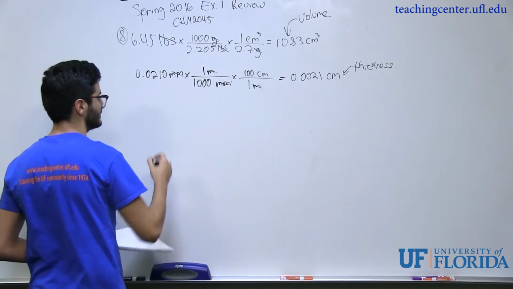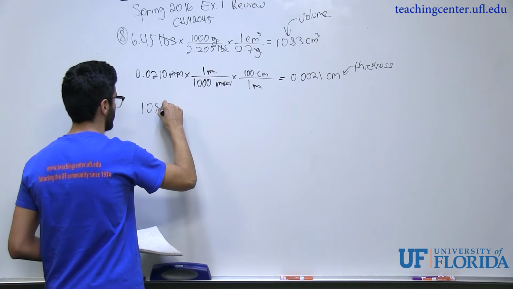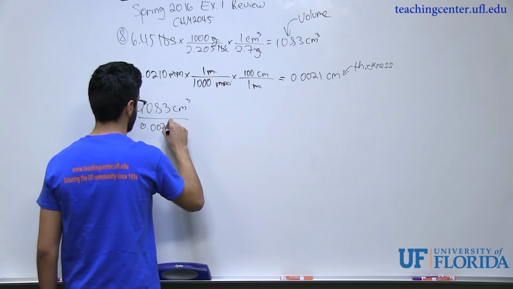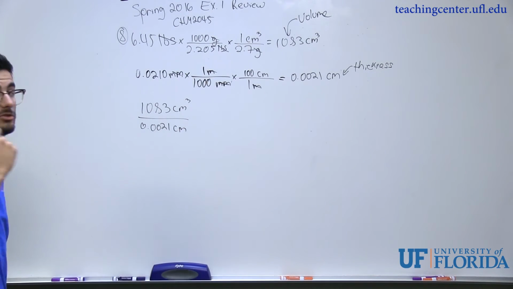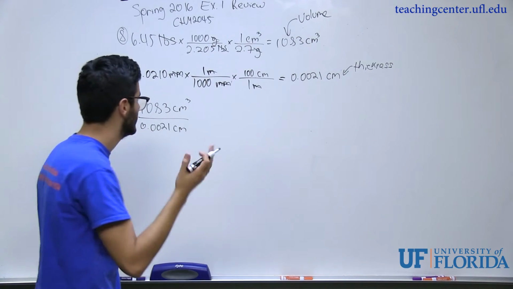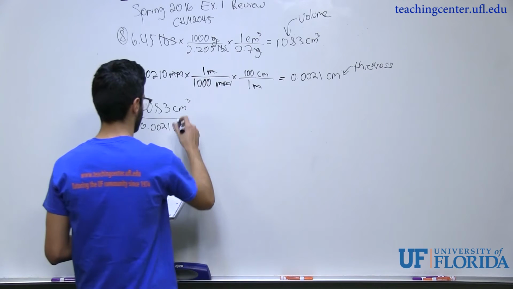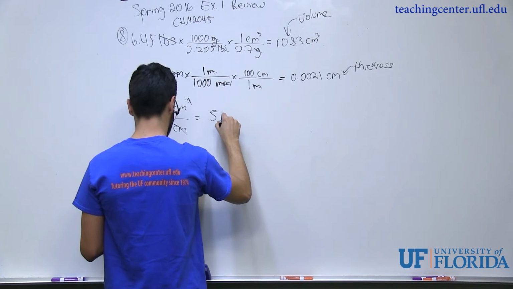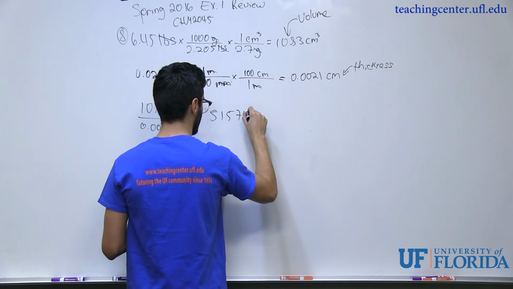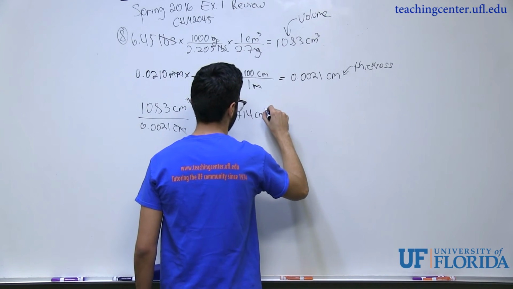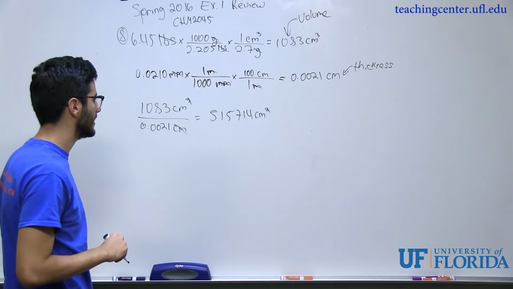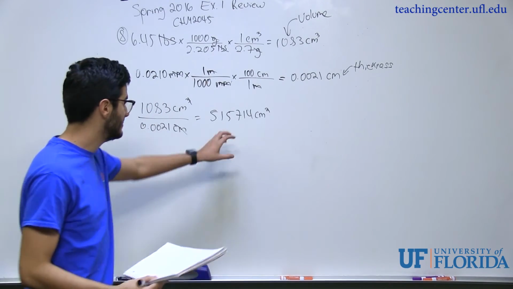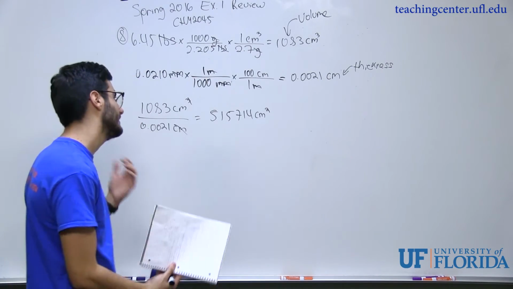So if I get my volume and divide it by my thickness, centimeters cubed, divided by my 0.0021 centimeters, that should give me something squared, which is starting to look a lot better. Now we're looking like we're in surface area dimensions. So if you actually do this math, you'll see this will cancel, that'll cancel, and we will get 515714 centimeters squared. Okay, so that's technically not the wrong answer. That is the correct answer. It's just in centimeters squared. They want the answer in feet squared. So we got to do one more conversion.